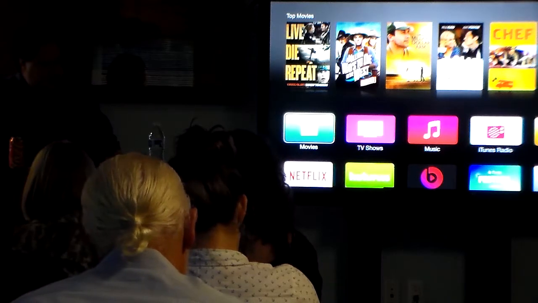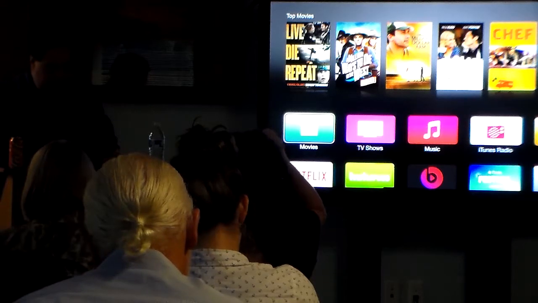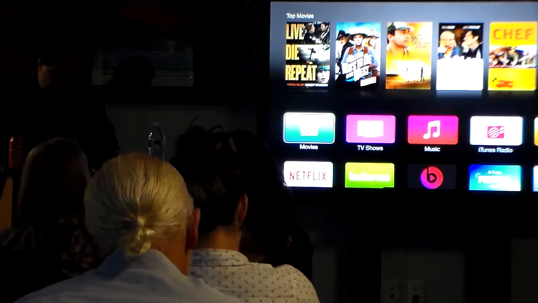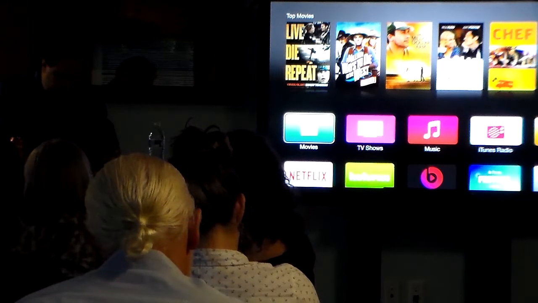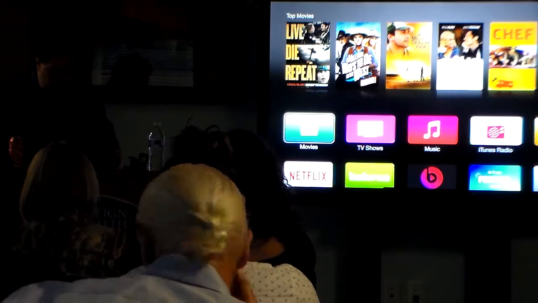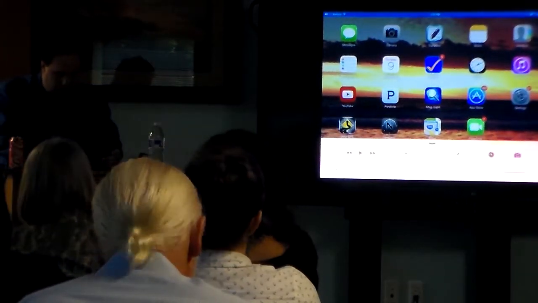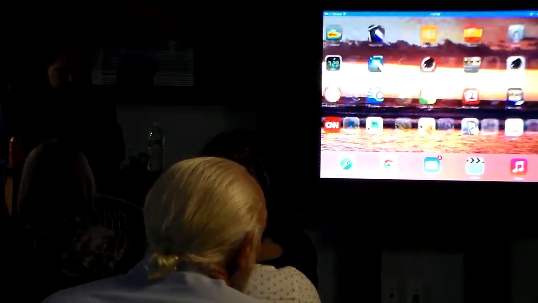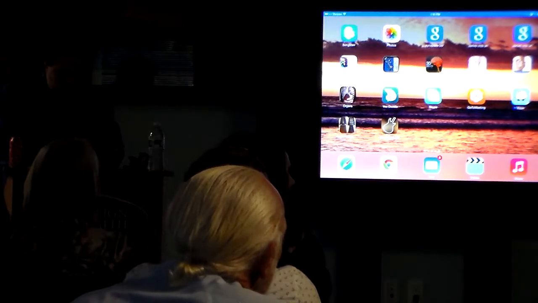What is that? I guess that's just the screen that comes on when there's nothing else, no other signal going through it. I think this is Apple TV. Apple TV screen. Oh, okay. Well, that seems to work. Yay. All right. There's your iPad. Yeah, that's my iPad right there. Yeah. All right.